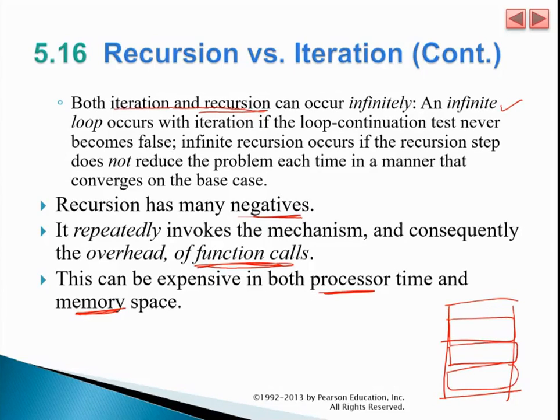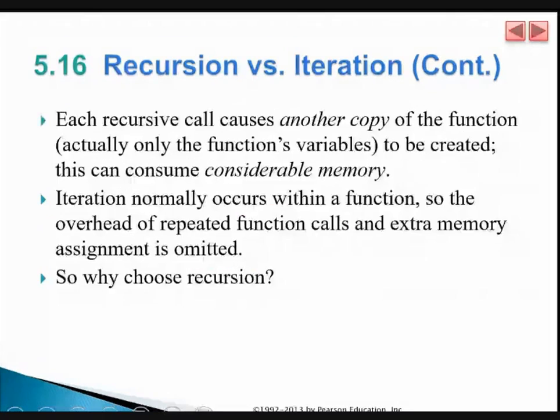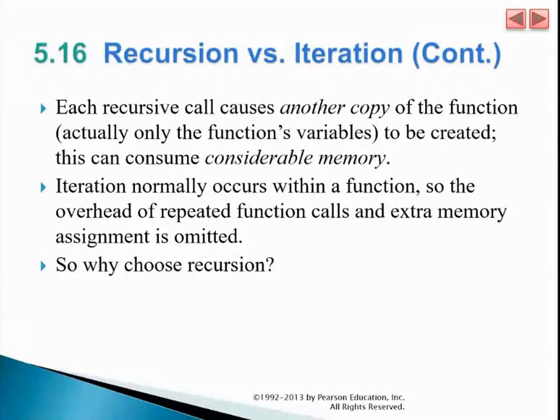It is very expensive in processing time and memory space. Why? Because it is calling the function again and again, and there is a lot of work the computer has to do to make the stack frame of the function. Each recursive call causes another copy of the function to be created, and this consumes lots and lots of memory. Generally, iteration has a little less overhead because it does not require any other function call, just a change in one memory location.